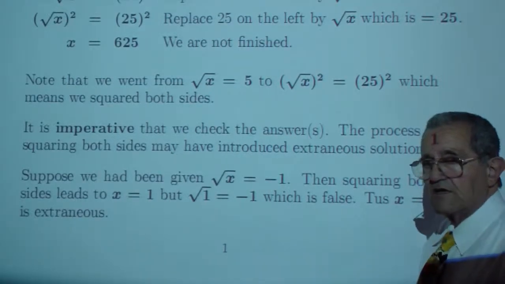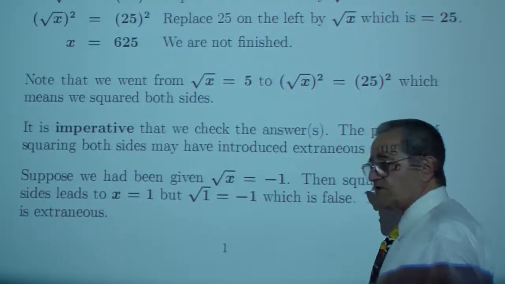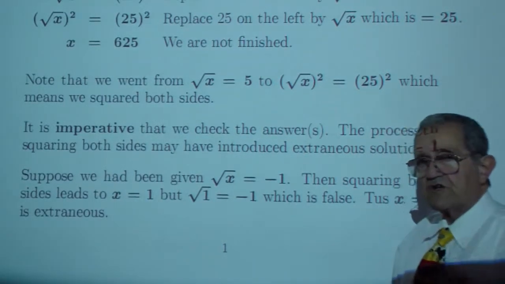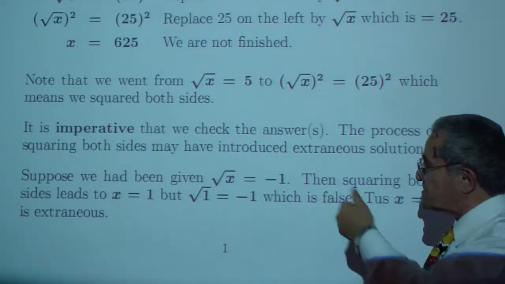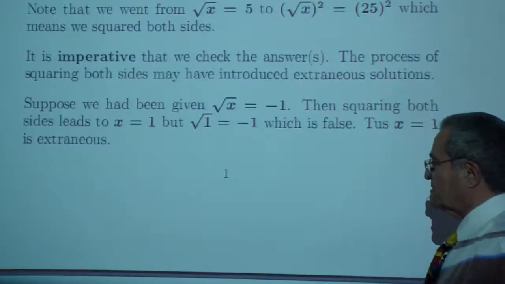And by the way, didn't we say once that the square root of a number could not be a negative number in the real number system? So we could have stopped right there. We didn't have to bother to square both sides and check.